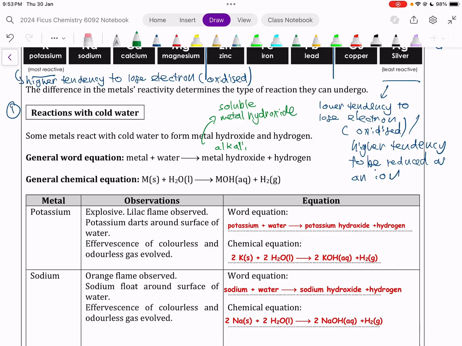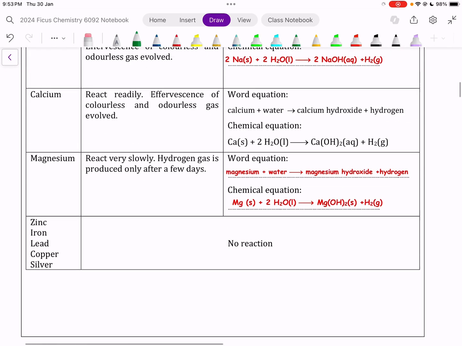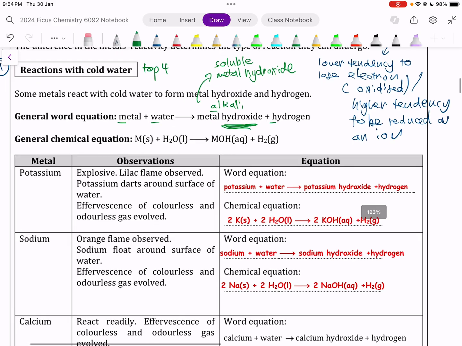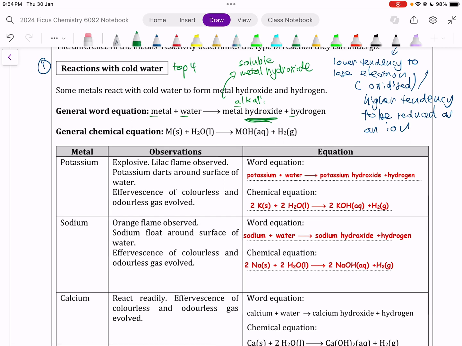We call that alkali earlier on, but in this case it is hydroxide, the soluble ones. Most of the time it is soluble, except for the magnesium case. So this applies for the top four metals. For potassium, you have already seen it earlier in group 1. All these are the alkali metals we should have learned before.